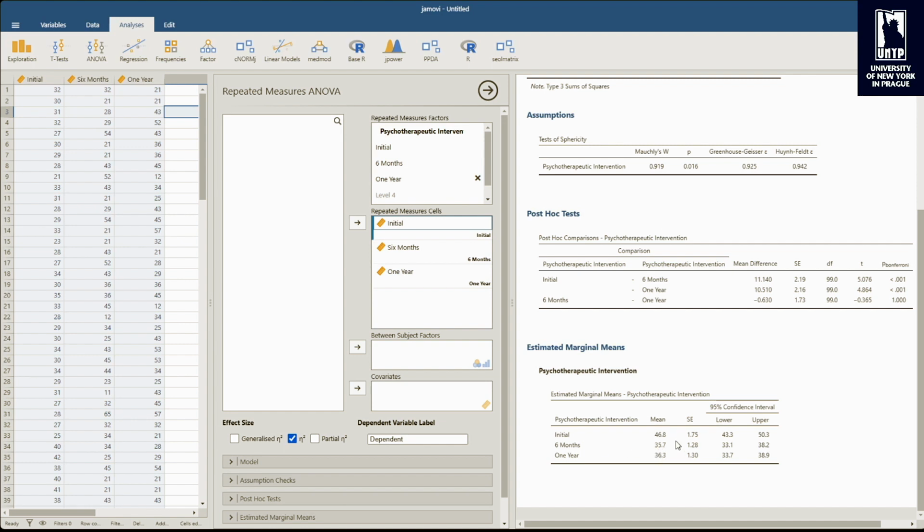We have the initial one was 46.8, 6 months was 35.7, and 1 year was actually more than 6 months because it was 36.3. Now, what could this say about our intervention, our psychotherapeutic methods? Well, they could say that basically 6 months is enough to give a significant change into our patients' life, if we can say their sample is representative of our population.